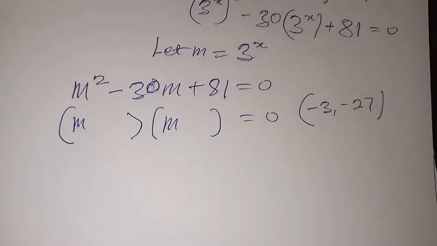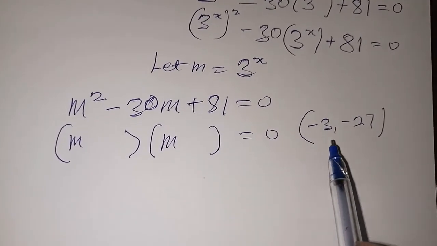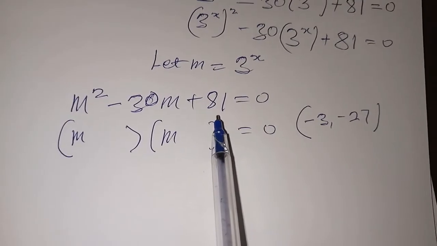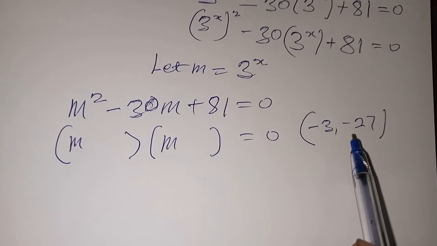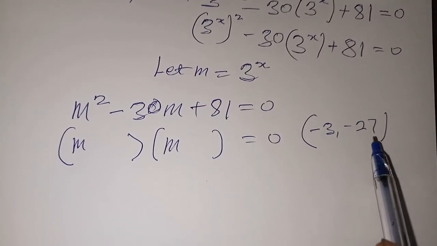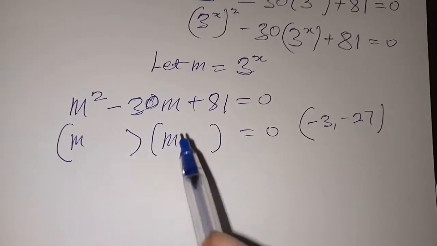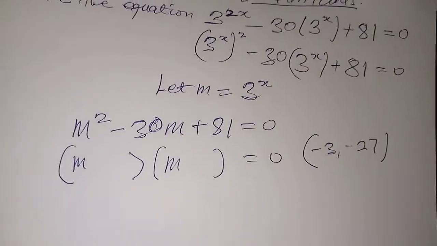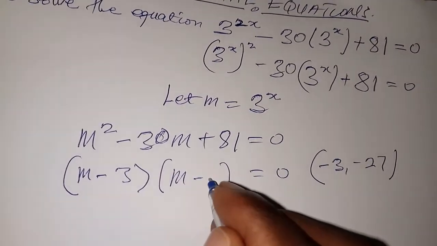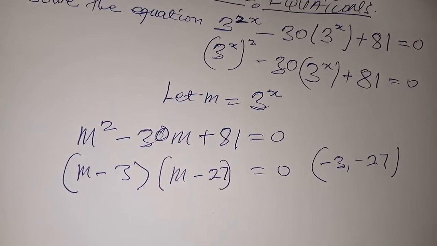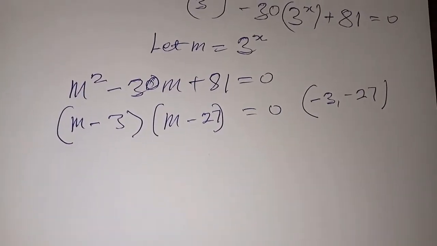Because 3 times 27 is 81, or negative 3 times negative 27 is positive 81, which is our a times c. And then negative 3 plus negative 27 is negative 30, which is our b. So we are just going to fix the two factors here the way they are. So we will have m minus 3, then m minus 27 equal to 0. And we are looking for the value of m.